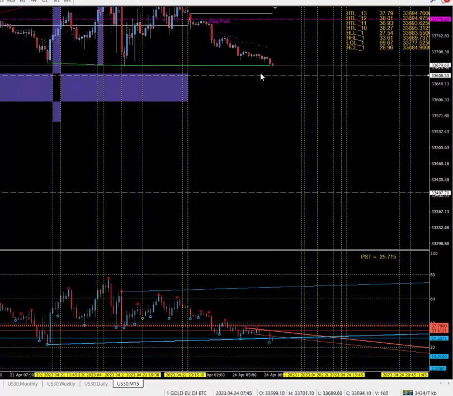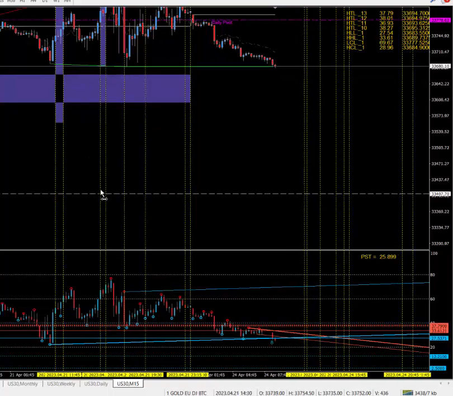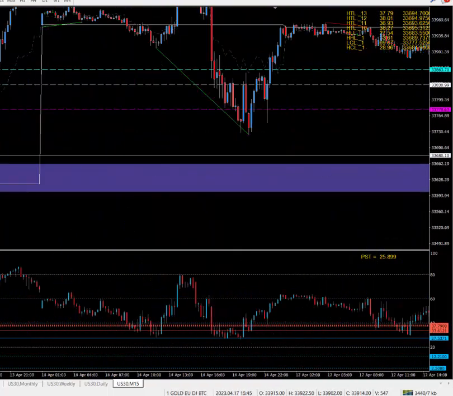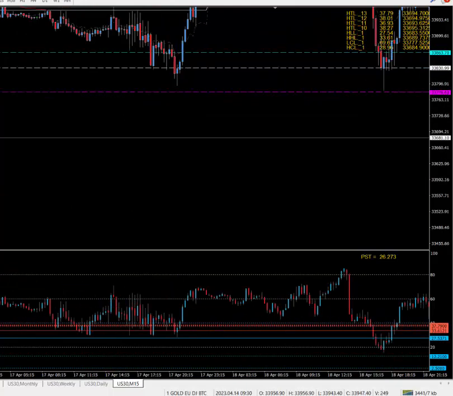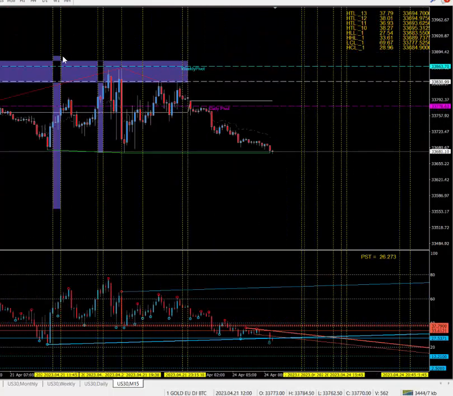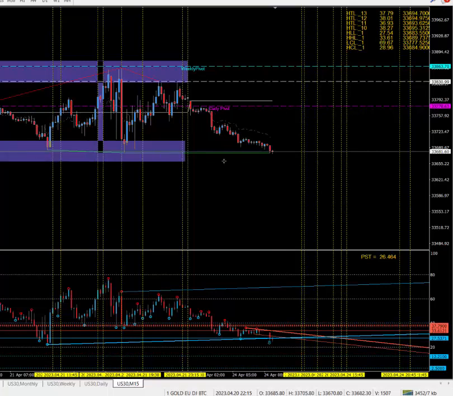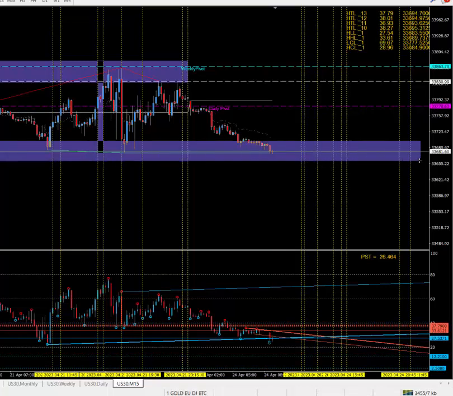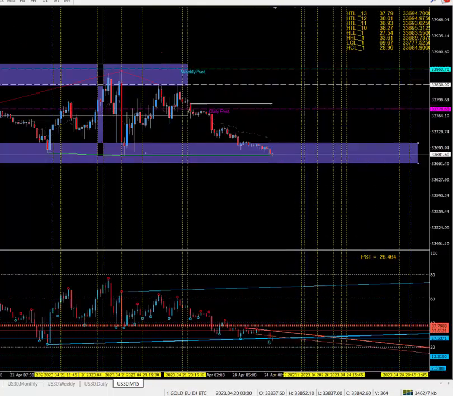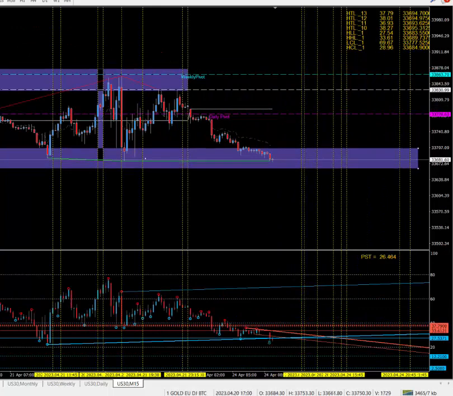Let's get rid of this because we don't need that there now. Let's get rid of these. Now this is going to be the low of last week, and that's your indecision zone there. The low of last week is going to be right there. This level should break, so we should be breaking below this.